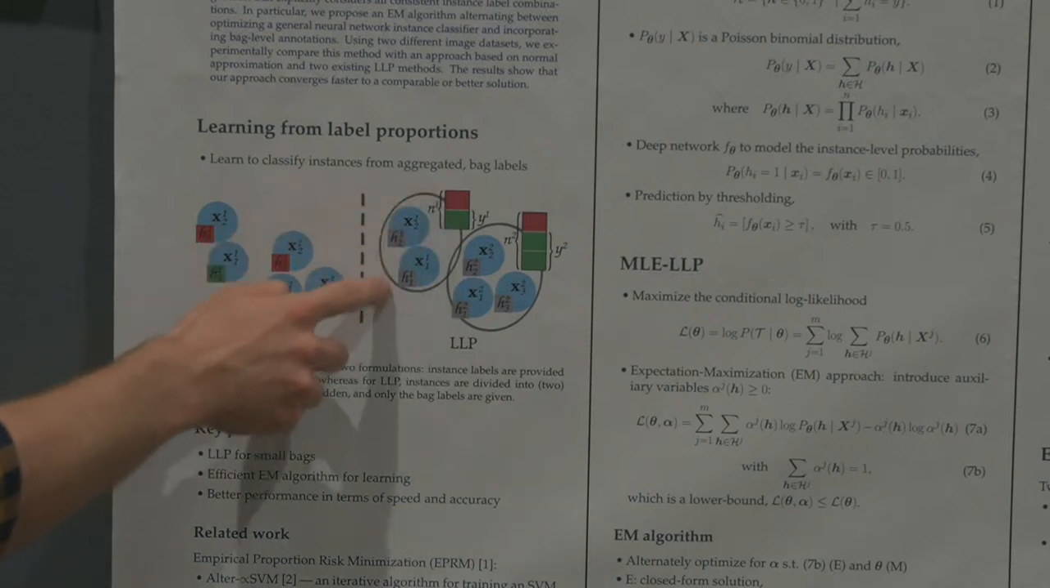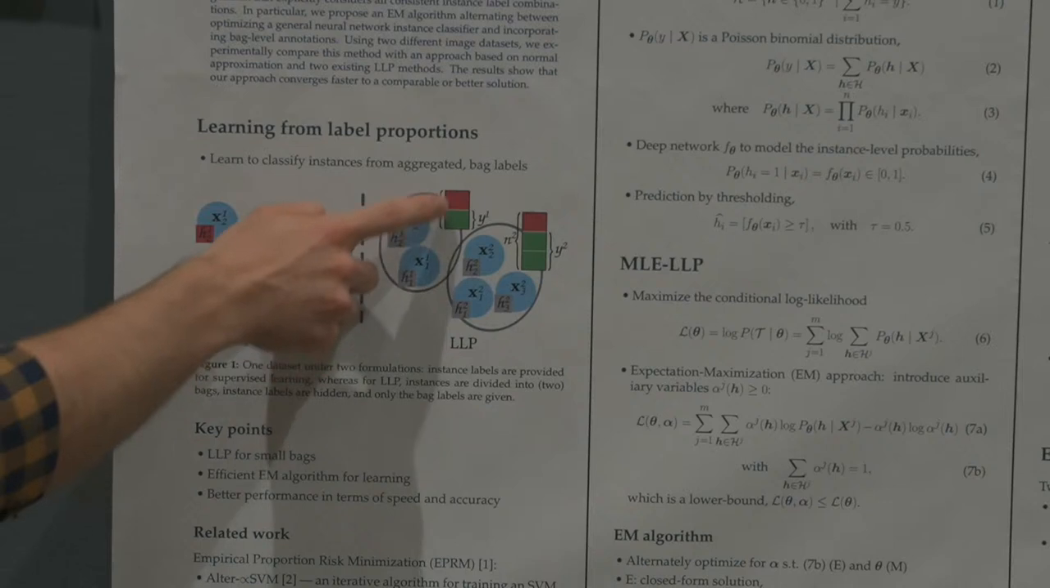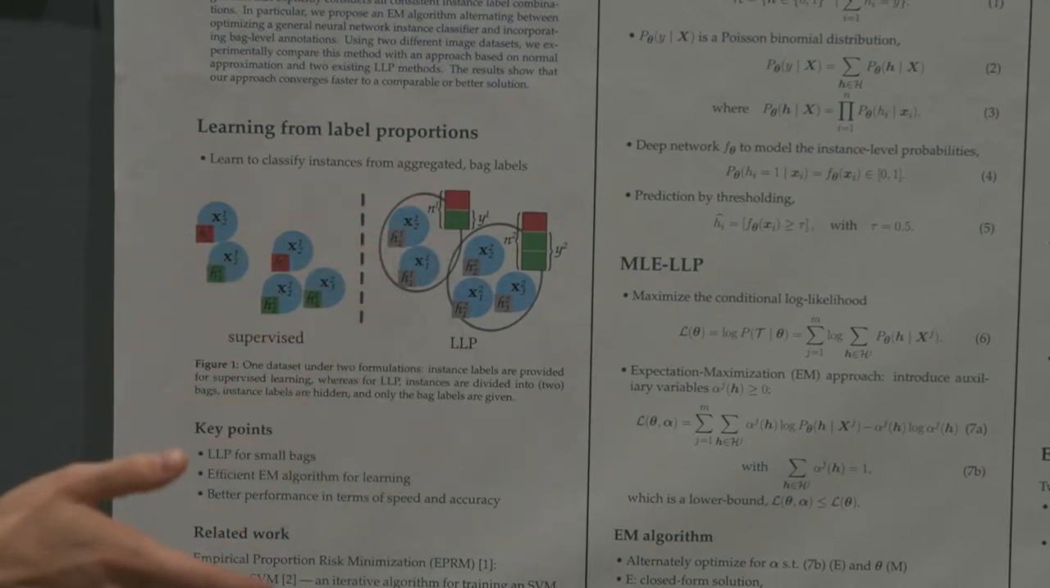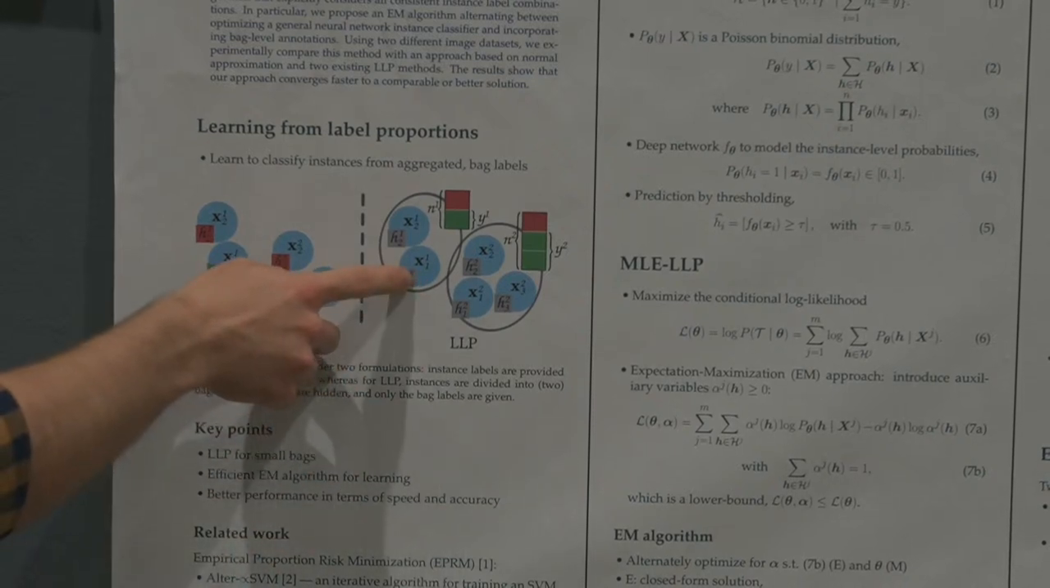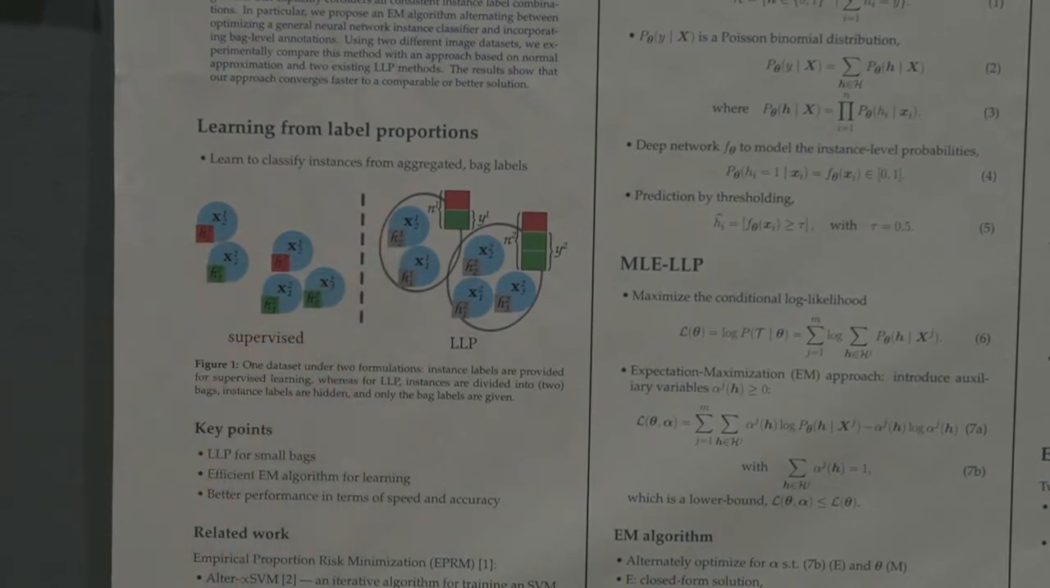So for example, here we know that in this bag there is one positive instance and one negative instance, but we are not sure which is which. So either this is positive and this is negative, or this is positive and this is negative.